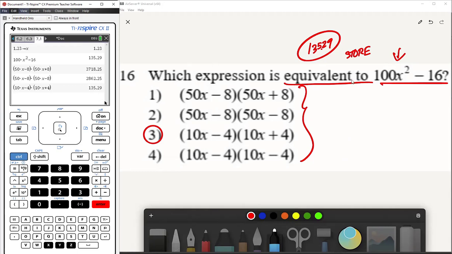Anytime you see equivalent to and they give you a bunch of expressions, you should store a number into the variable and then find out what the output is. We got 135.29, and then the expression that's equivalent should also give you the same output of 135.29.